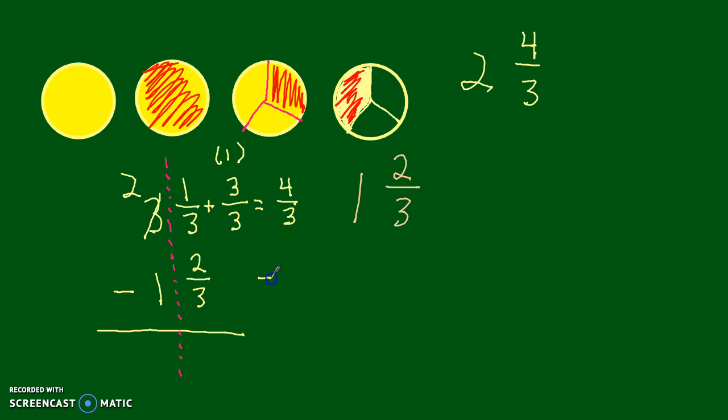Now I can go ahead and subtract my 2/3. 4/3 subtract 2/3 is 2/3, and then 2 subtract 1 is 1. So our final answer would match this one, and it would be 1 2/3.